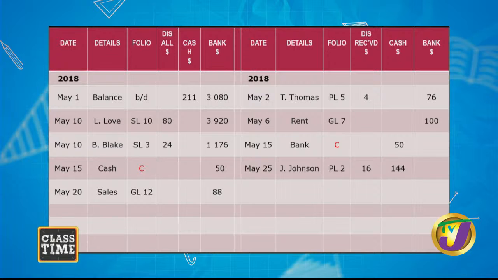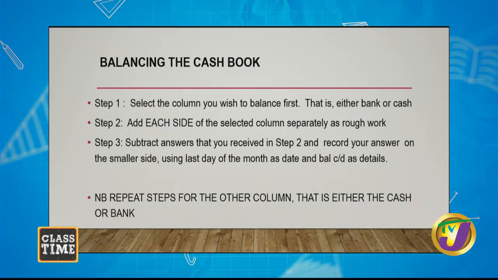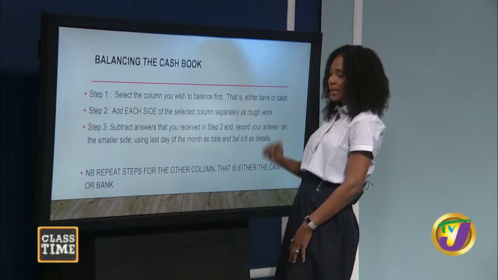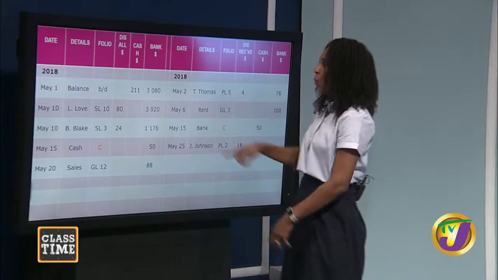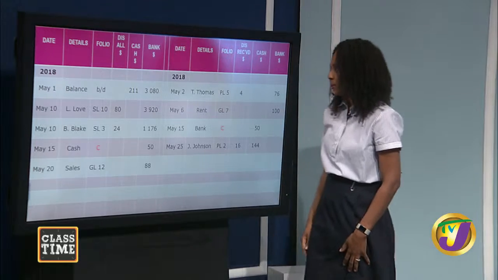Oops. According to my steps, the first thing that I'm going to do is to select the column that I want to balance first. I told you that my desire is to balance my cash column first. And step 2, I'm going to add the selected column separately as rough work.